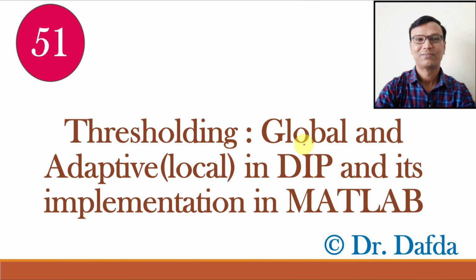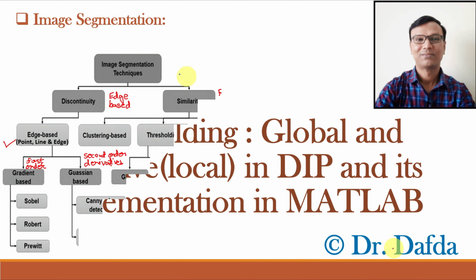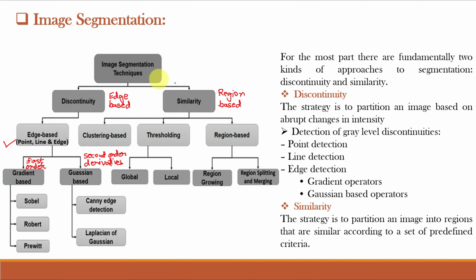The thresholding can be global, where we consider the full image and consider a single threshold point for partitioning, and it can be adaptive or local, where we subdivide the image into small parts and then apply thresholding at a local level. So let us start with a slide that we studied in our previous video class.